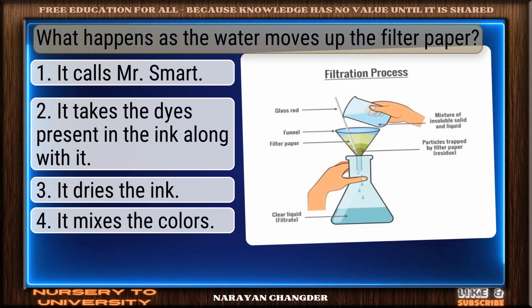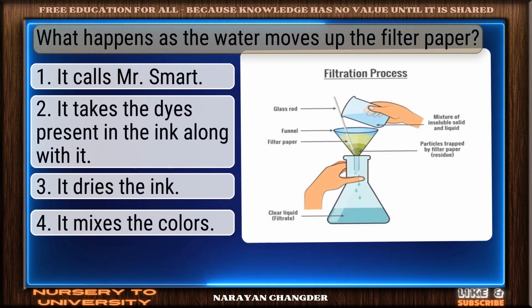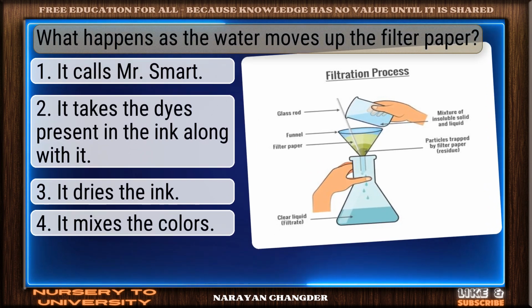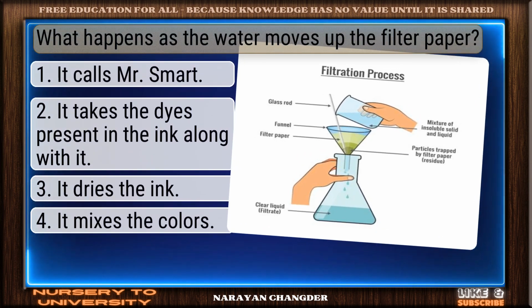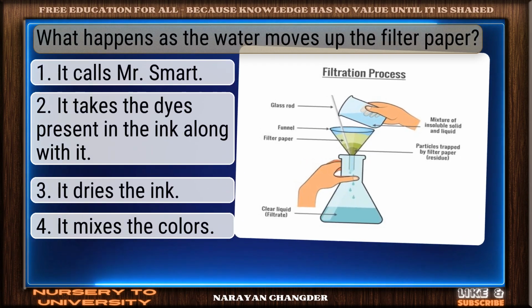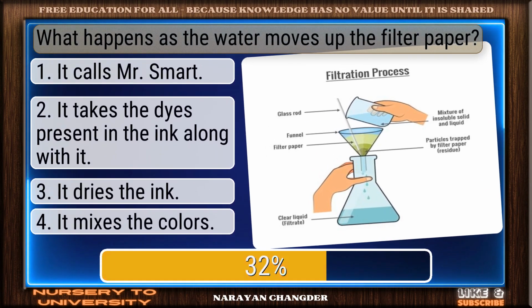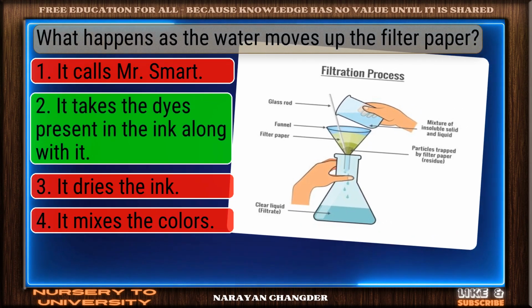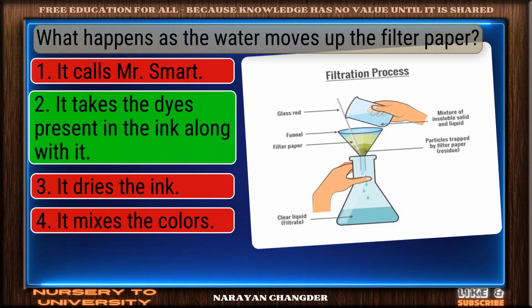What happens as the water moves up the filter paper? Option 1. It calls Mr. Smart. Option 2. It takes the dyes present in the ink along with it. Option 3. It dries the ink. Option 4. It mixes the colors. You're on fire. It takes the dyes present in the ink along with it.